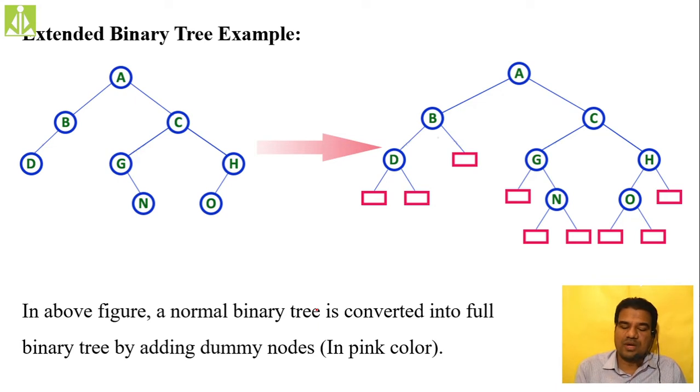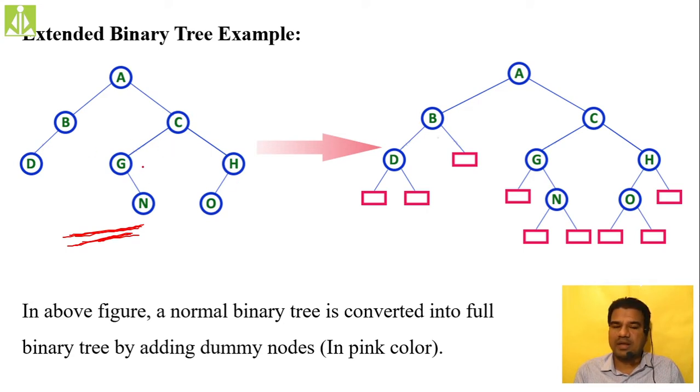Over here, if you consider this tree, this is a normal binary tree, isn't it? It is not a strict binary tree. So what is a strict binary tree? Every node must have exactly 0 or 2 children. But over here, for this B, I have one node, and for G also I have one node, and for H also I have one node.